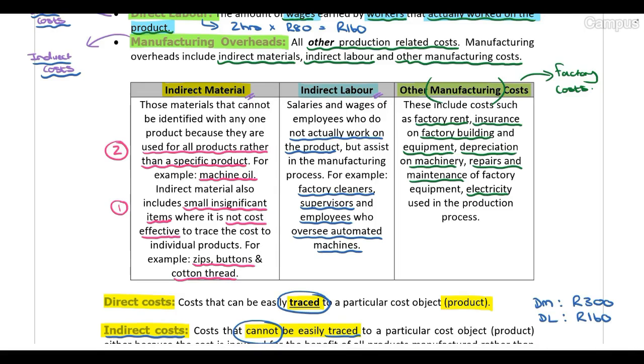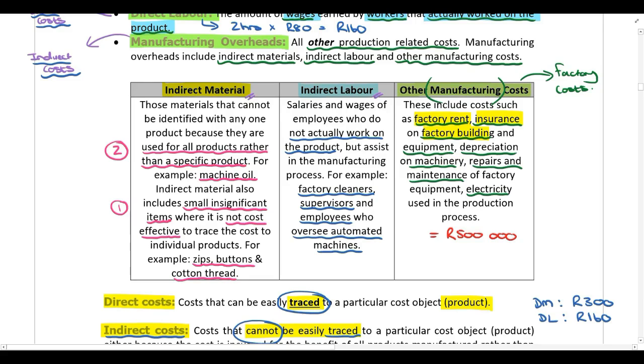So for example, let's first look at the other manufacturing costs. This includes things like factory rent, insurance on your factory building, etc. Now you can see, let's say for example, we add together all of these other manufacturing costs for the year, and we get a total cost here of 500,000 Rand.